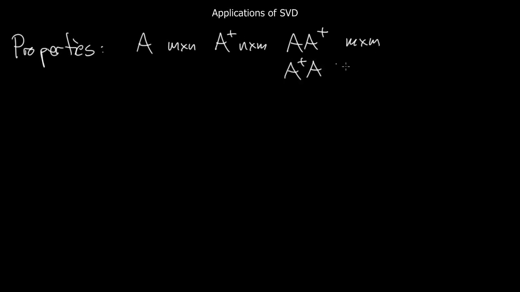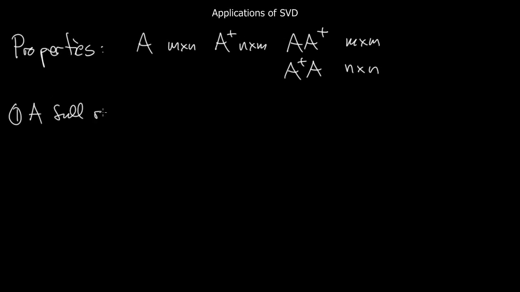All right, well, I'm going to write down a couple of the properties of the pseudo-inverse. So we have an M by N matrix A, and its pseudo-inverse is N by M. So I can multiply A times A plus and get an M by M matrix, or A plus times A and get an N by N matrix. And I can hope that either one or both of these are the identity.